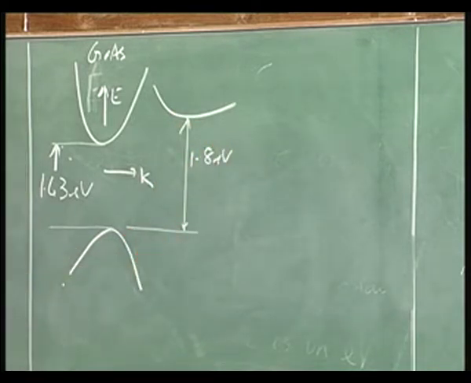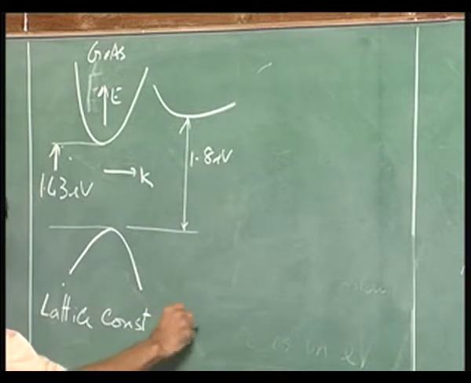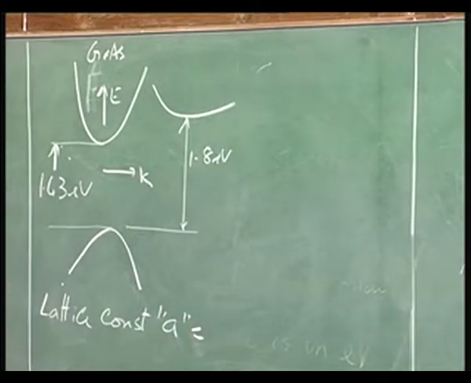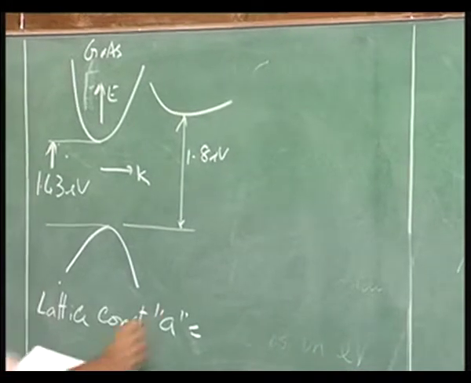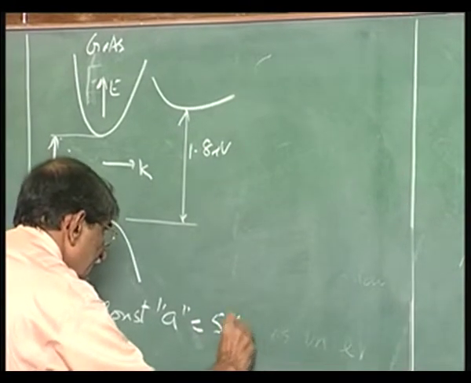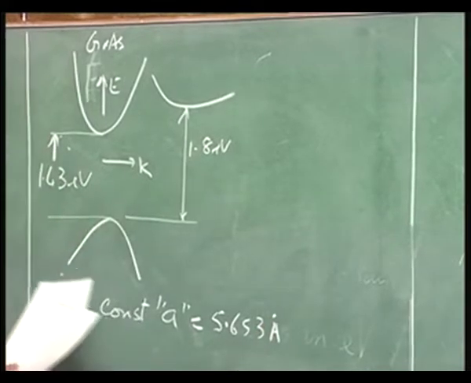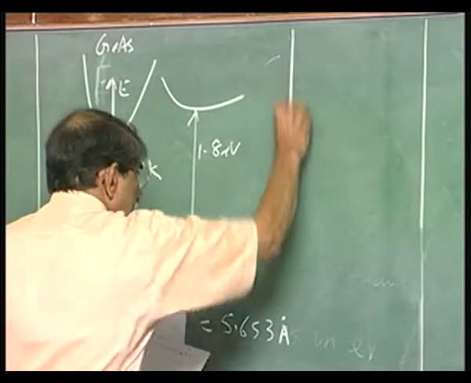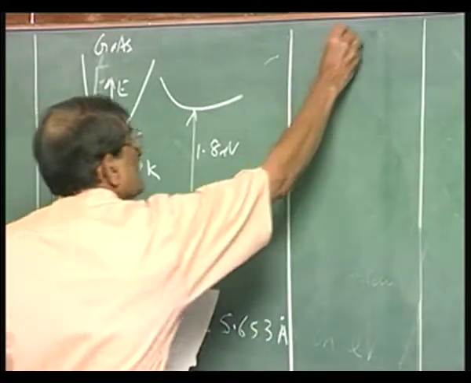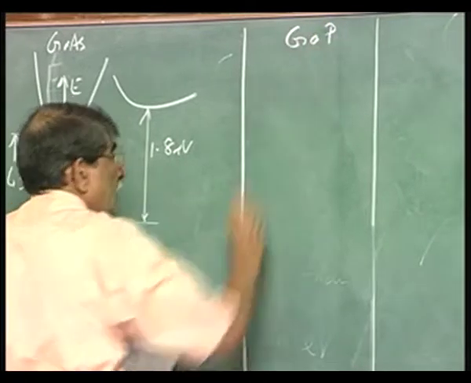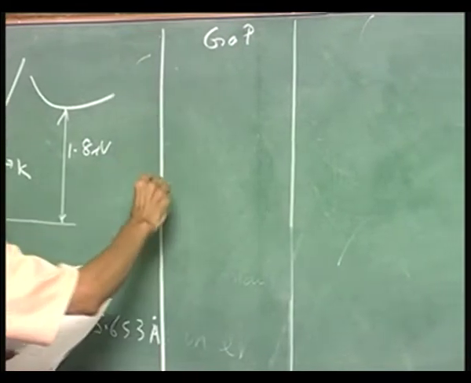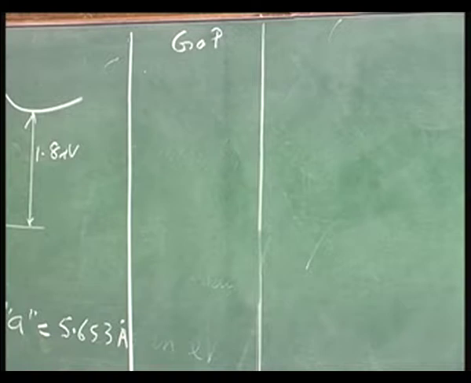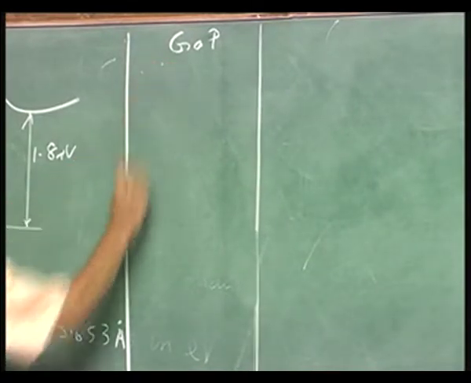Okay. Now, the lattice constant A, hereafter I will write only A, means lattice constant, which is 5.653 angstroms for gallium arsenide. Now, you take a look at the other material, that is gallium phosphide. Okay. The gallium phosphide is an indirect band gap material. So, that has got, okay.